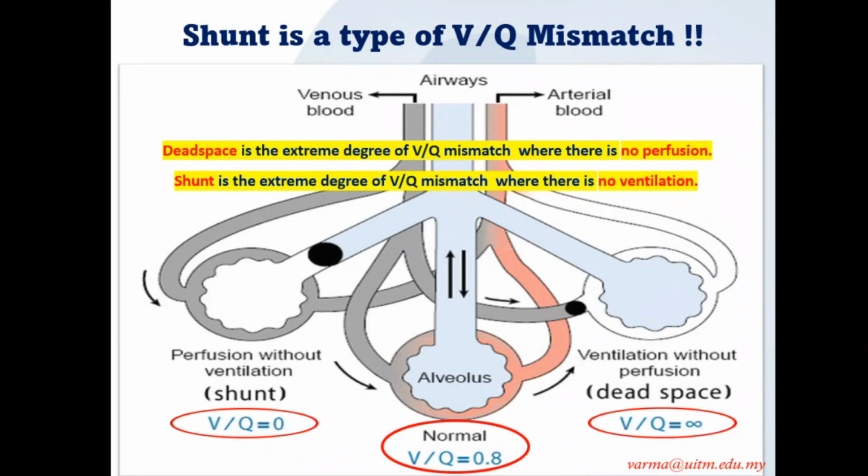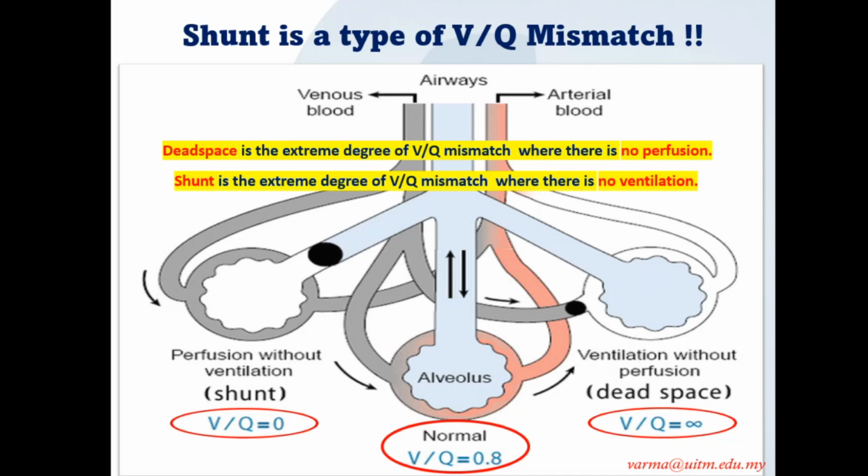Shunt can present in the pulmonary circulation, and shunt can present in the cardiac circulation. The shunt can be a problem of VQ mismatch if the shunt is present within the pulmonary circulation. It means the blood is passing through the pulmonary circulation. It passed through alveoli that are not being ventilated or being partially ventilated, partially opened up. So that is pulmonary shunt.